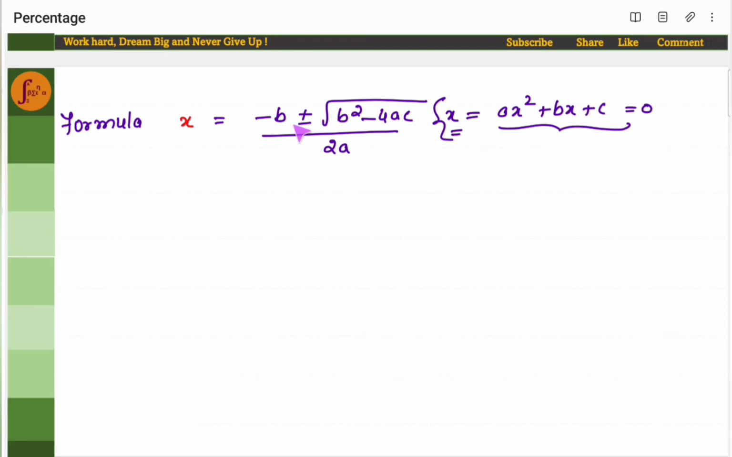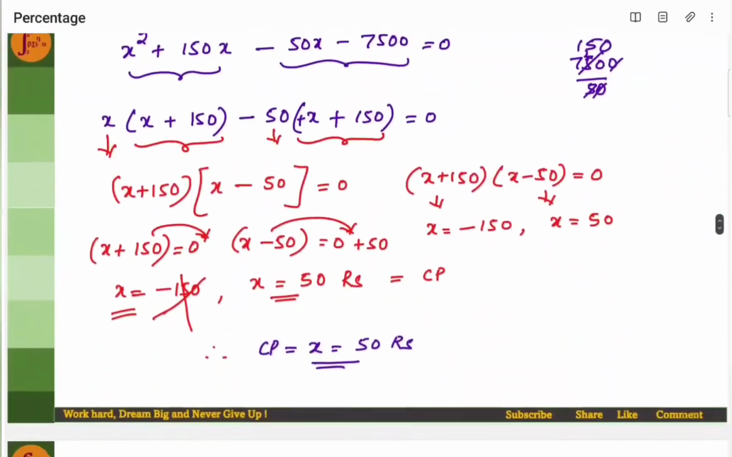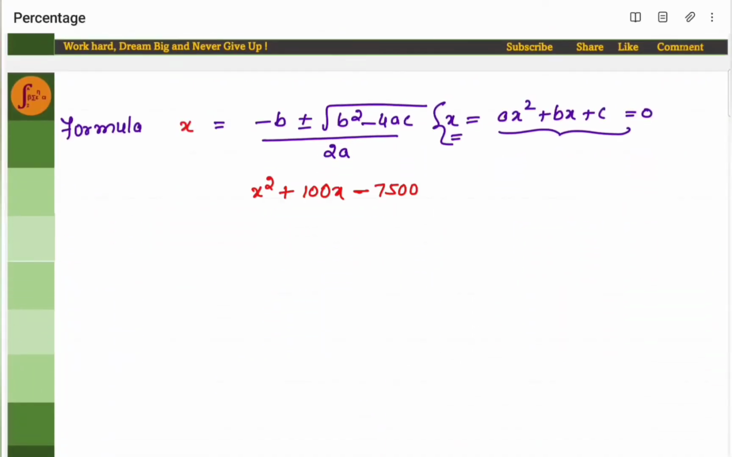So now, first we'll have to find what is a, b, c. What is the equation we had? We had this one, x square plus 100x minus 7500. So this is the equation that we had. Now, we'll have to just pick the values of a, b and c, substitute in this particular formula and you'll get directly the values of x.